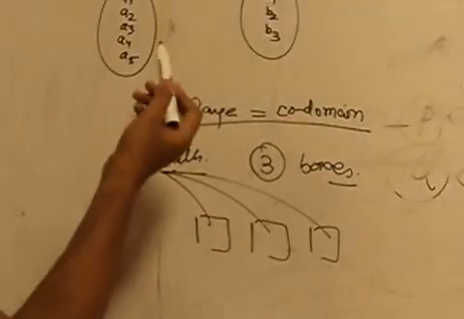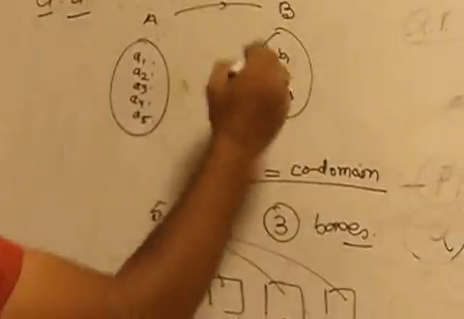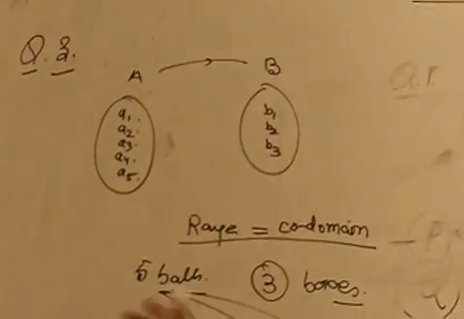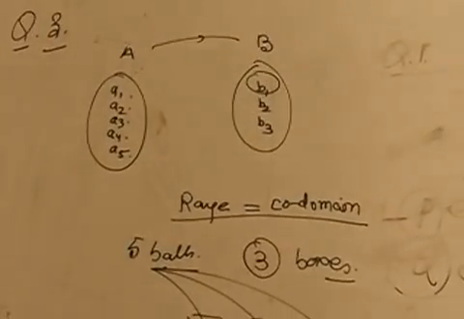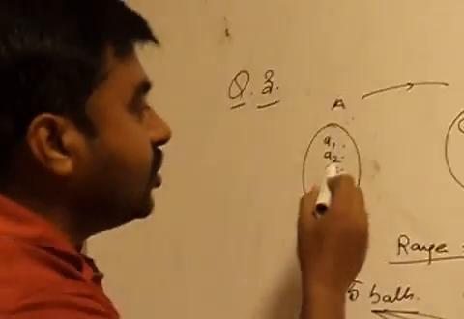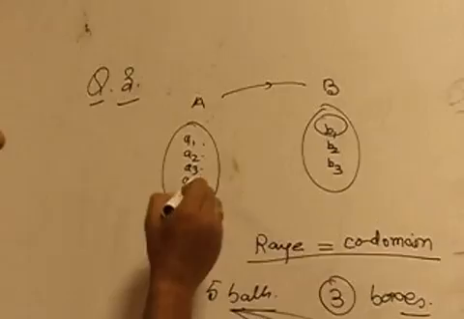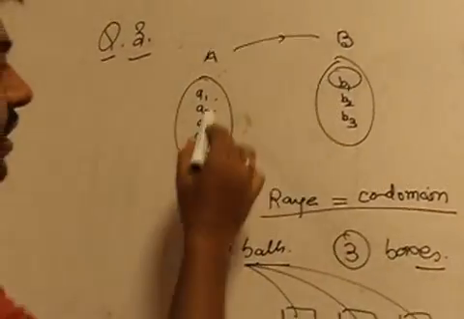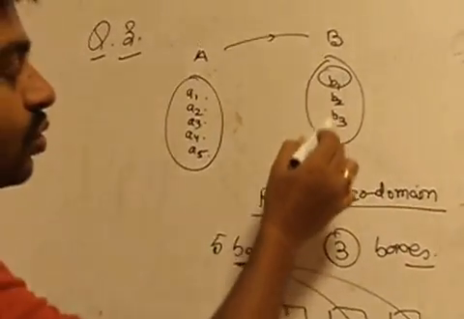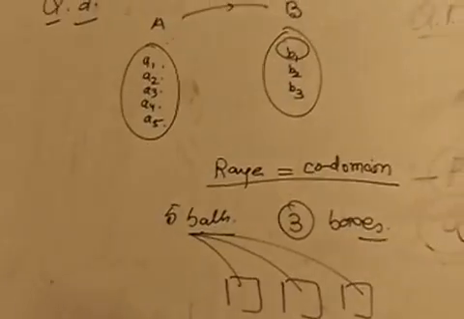Suppose A1, A2, A3, A4, A5, all of them get related to B1. In that case your range will be B1, but the codomain is B1, B2, B3, so the function will not be onto. That's why we need to relate these elements A1, A2, A3, A4, A5 to the elements of set B in such a manner that all the elements of set B are covered, so that the function becomes onto, right?